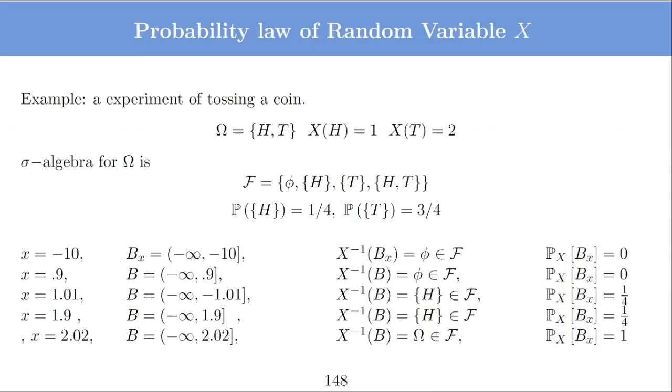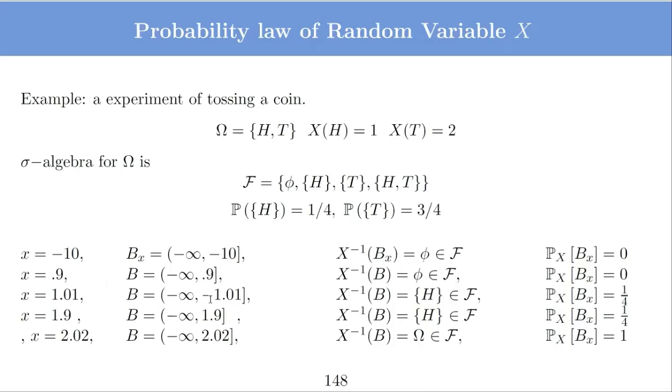If you take 1.01, then you have minus infinity to 1.01. Okay, so there is a typo here. It should be a plus. These are Bx, not B. So Bx is equal to minus infinity to 1.01. So X inverse is just the set of H. So the probability of Bx would be equal to the probability of H, which is 1 by 4. Similarly, if you take 1.9, the inverse image is still H. So the probability law of Bx is 1 by 4.